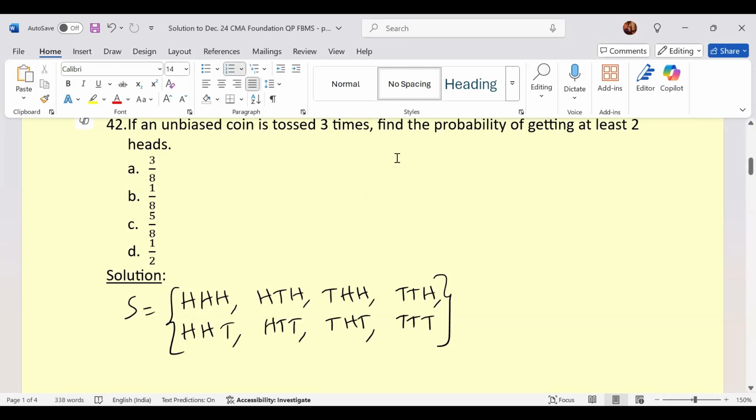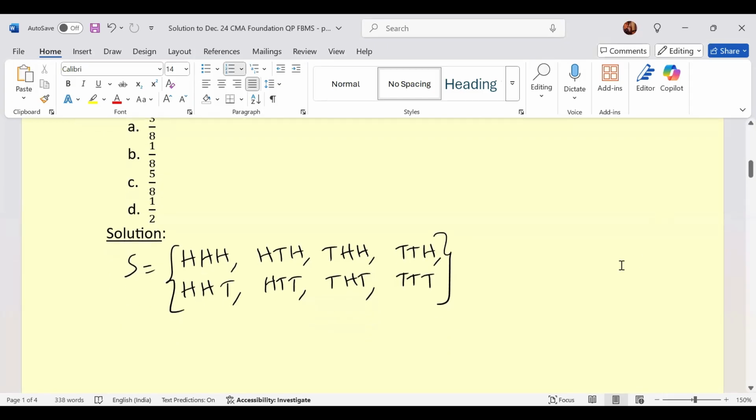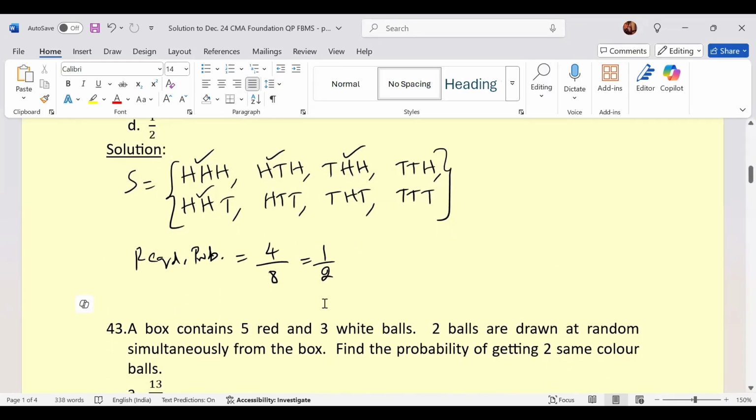Now the question is talking about getting at least 2 heads, minimum 2 heads. So this has got 3 heads, this has got 2 heads, this is single, I should not consider. This is 2, single, single, no. So the favorable outcomes are this, this, this, and this. Means the required probability is 4 out of 8, which is nothing but 1 by 2. So the option is option D. Let me move on to the next question.